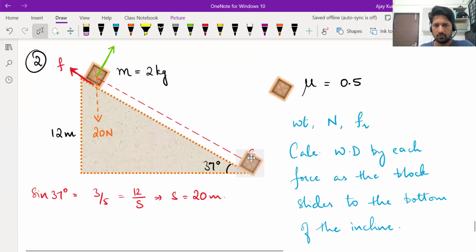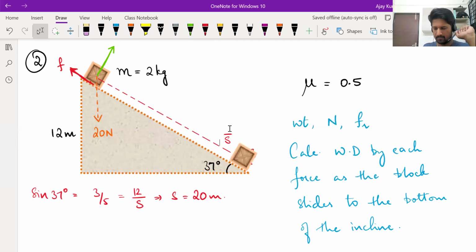Final position of the block will be this. Somewhere here, somewhere about here. Throughout the journey, the normal force, friction, they would all have acted in the same direction. Okay. First, let us try to find out work done by weight, gravity.